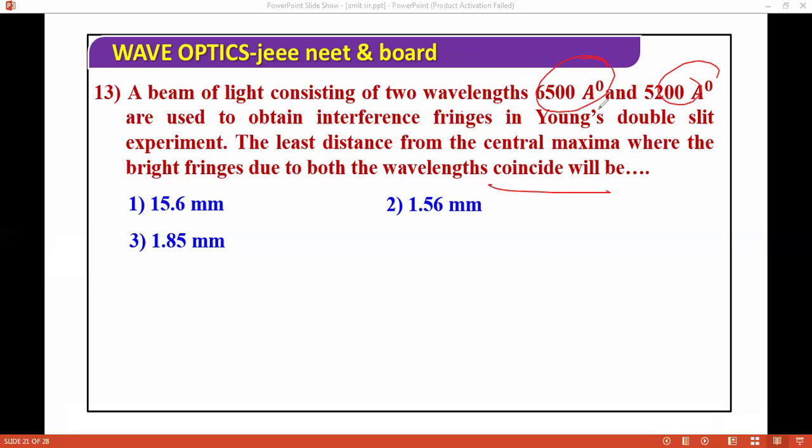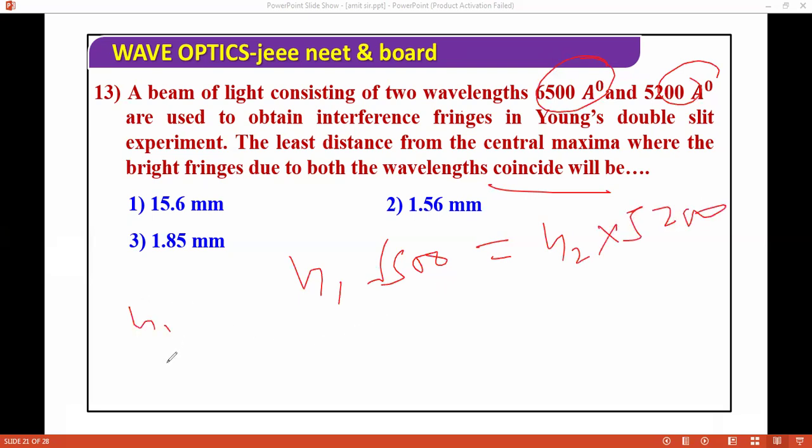Using interference, basically N1 into 6500 equals N2 into 5200. You can check by taking N1 equal to 1, 2 and so on, and then you can find it out from here. You substitute the two wavelengths. This is the least distance from the central maximum where the bright fringes due to both the wavelengths will coincide. From here, you can easily solve it.